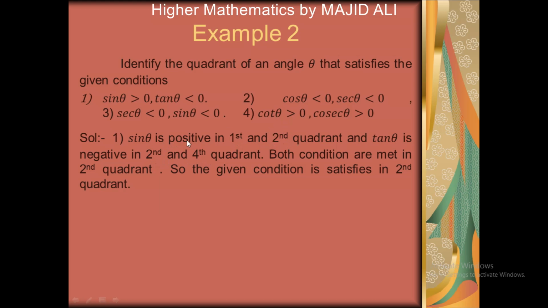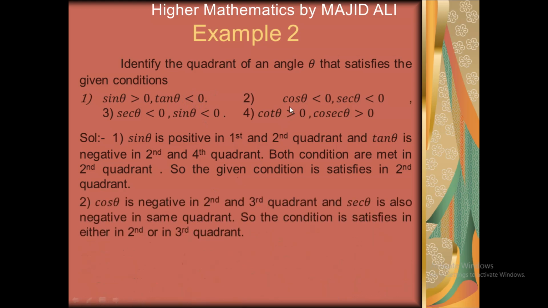If we take the intersection, we know that here is also 2 and here is also 2. This condition is satisfied only for the second quadrant.